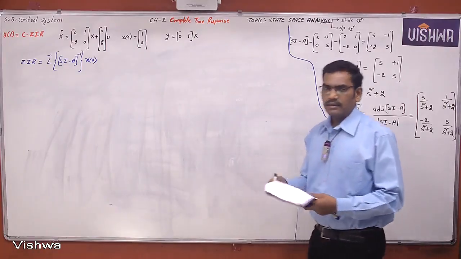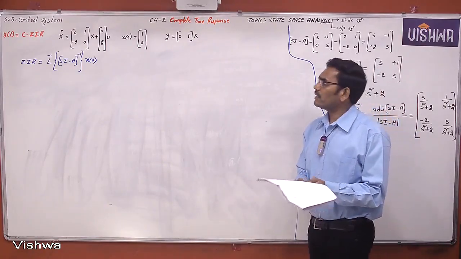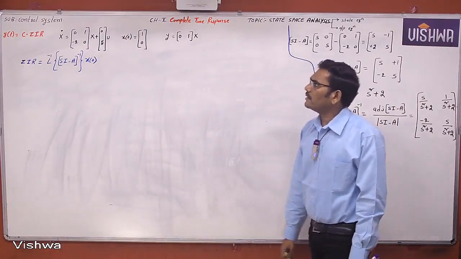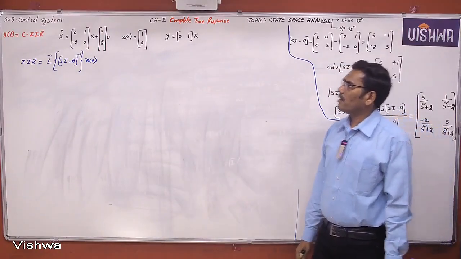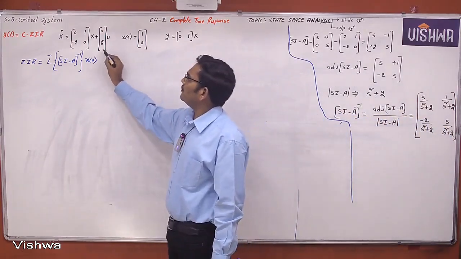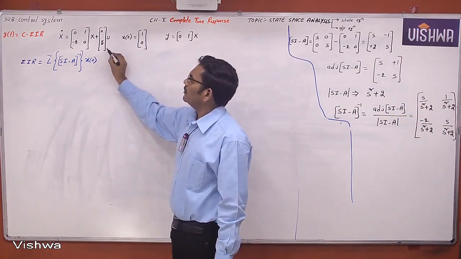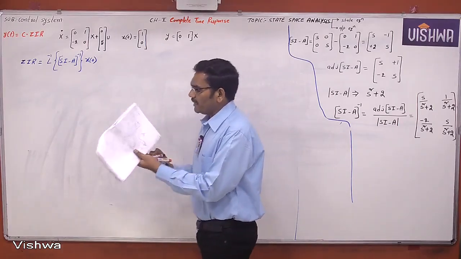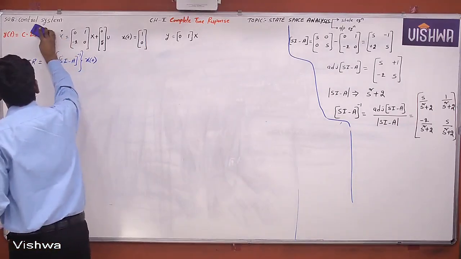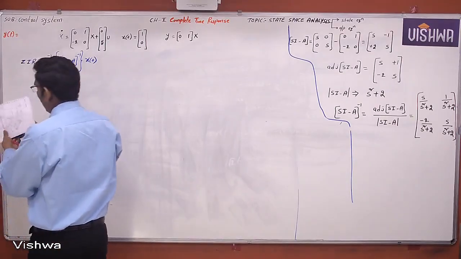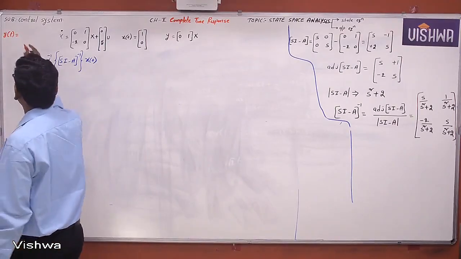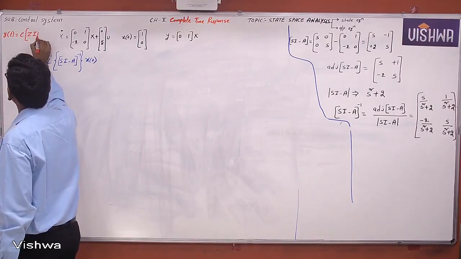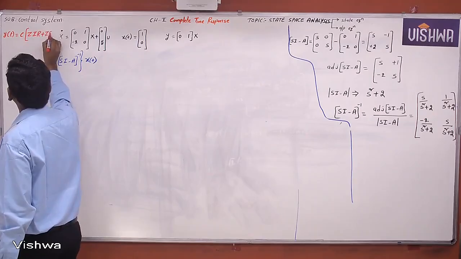Now he is asking for the complete time response. Since a B matrix is present, the input is available. When input is available, the complete time response is nothing but C times the zero input response plus the zero state response.